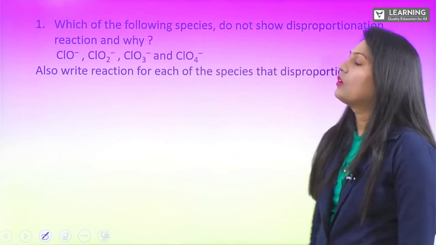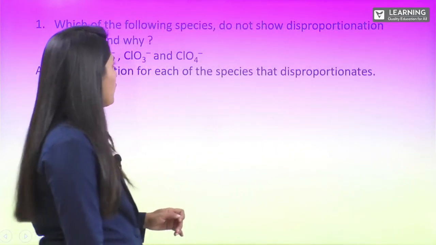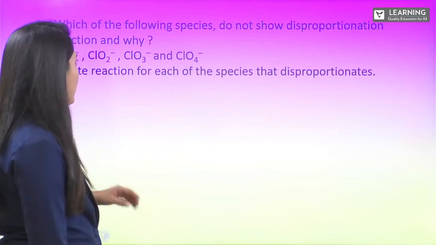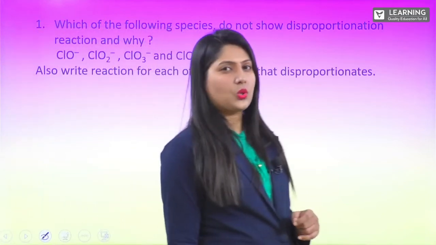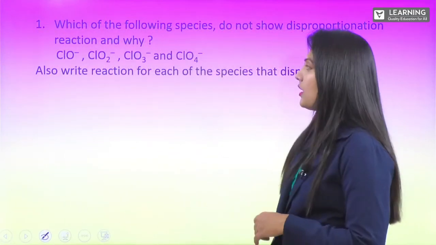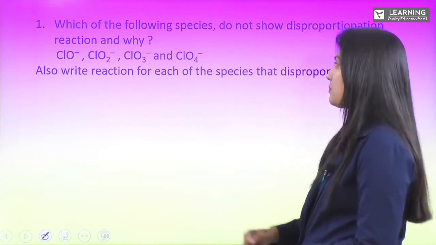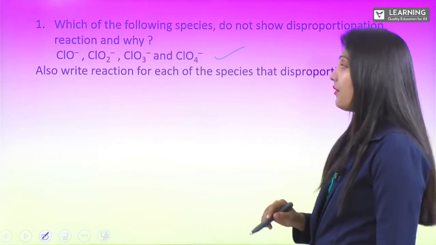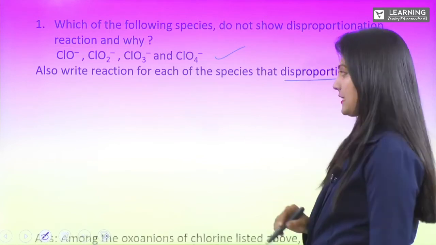Next, we'll just have some of the questions here, students. Which of the following species do not show disproportionation reaction and why? We need to say why they are not showing the disproportionation reaction. You can see ClO minus and we have this species. Also write reaction for each of the species that disproportionates.